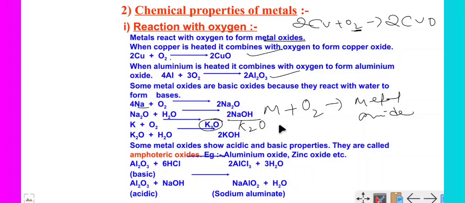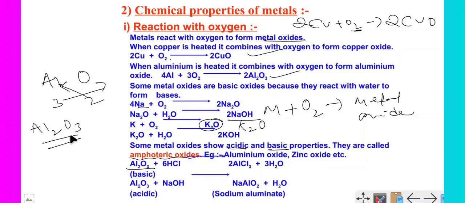Some metal oxides show both acidic and basic properties, and these types of oxides are called amphoteric oxides. What do you mean by amphoteric oxide? Amphoteric oxides are those oxides which show both acidic and basic properties. So they can react with both acid and base. In case of aluminum oxide, aluminum and oxygen, the valence of aluminum is 3, valence of oxygen is 2. So it will become Al2O3, aluminum oxide. So aluminum oxide can what?